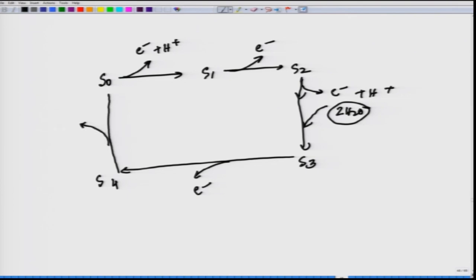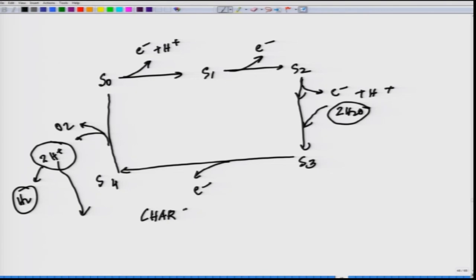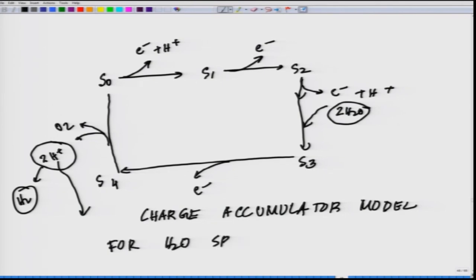which, here is the oxygen coming out, and here is the proton which is coming out, which can become H2 of course, but it can also be used for creating the proton gradient. So, this is the charge accumulator model for splitting water by the manganese center of photosystem 2. So, this is basically called the charge accumulator model for water splitting.